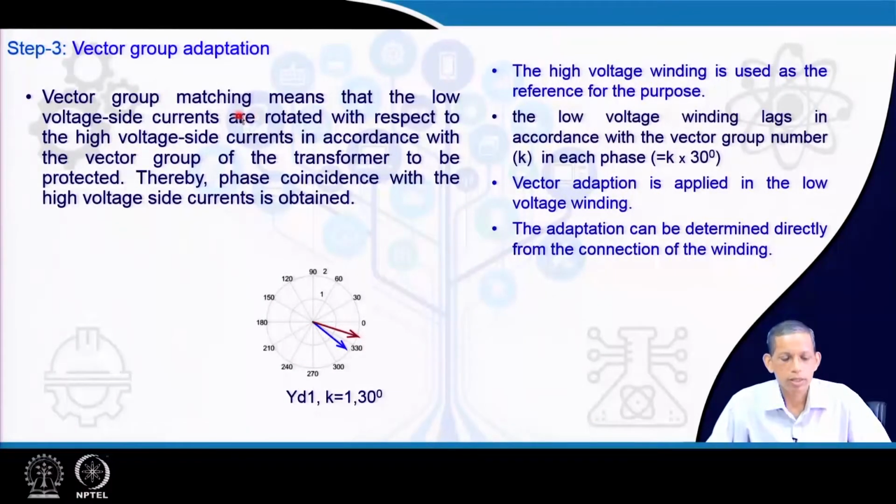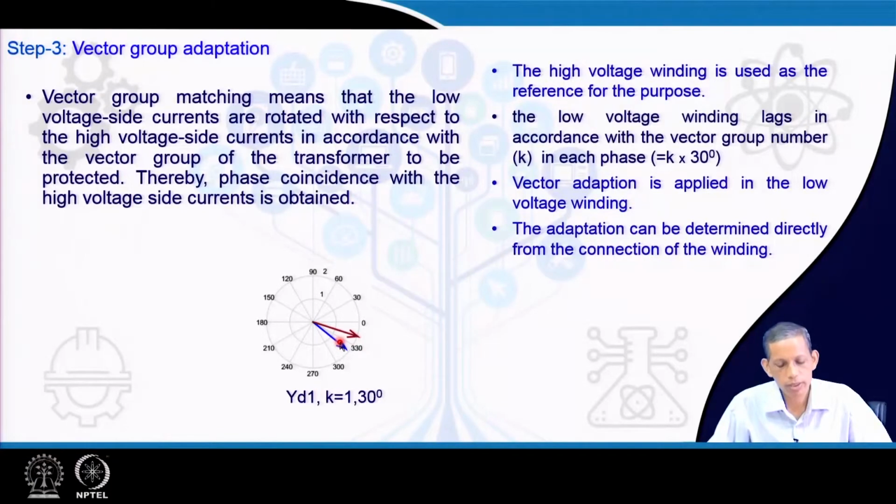The vector group matching means that the low voltage side currents are rotated with respect to the high voltage side currents in accordance with the vector group of the transformer to be protected, thereby phase coincidence with the high voltage side current is obtained. As you have seen in our earlier lecture, suppose you have a YD1 connection where k equals 1, the low voltage current lags the corresponding high voltage current of the same phase by an angle of 30 degrees.